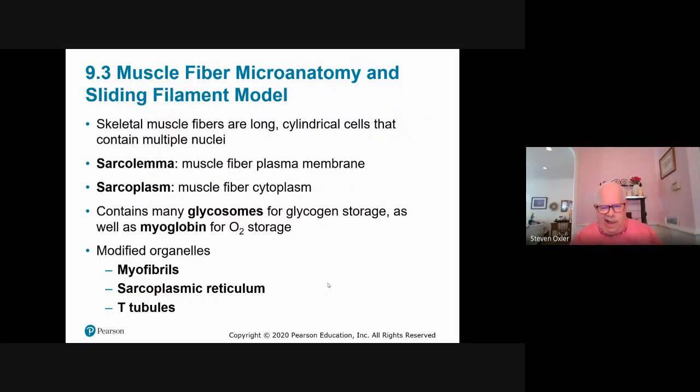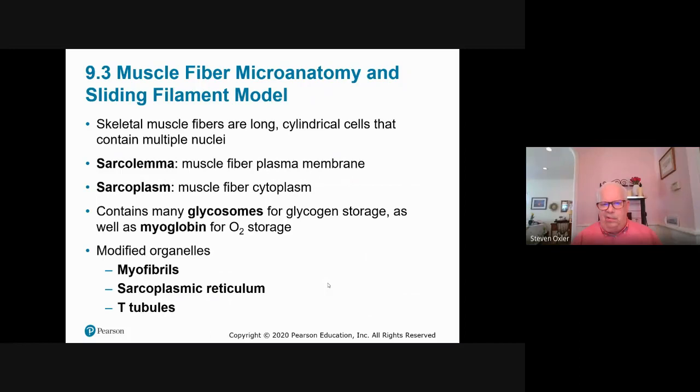So let's now get into the nitty-gritty, or the microanatomy of the muscle and the physiology of how a muscle contracts. Okay? Skeletal muscle is long, cylinder-like cells that contain multiple nuclei. The sarcolemma is the plasma membrane. The sarcoplasm is the muscle fiber cytoplasm.